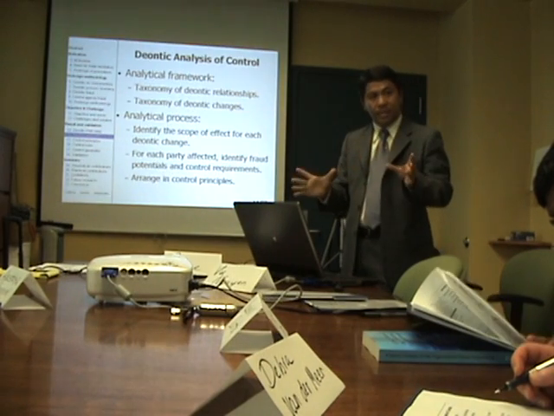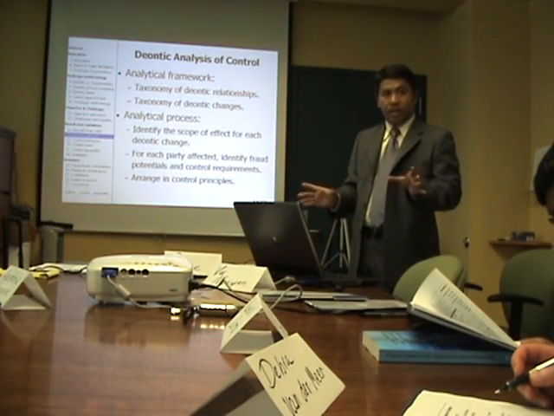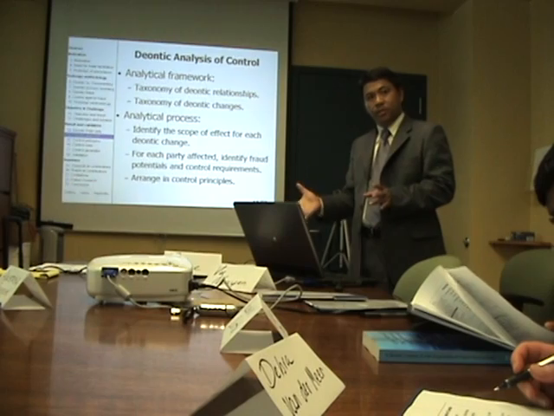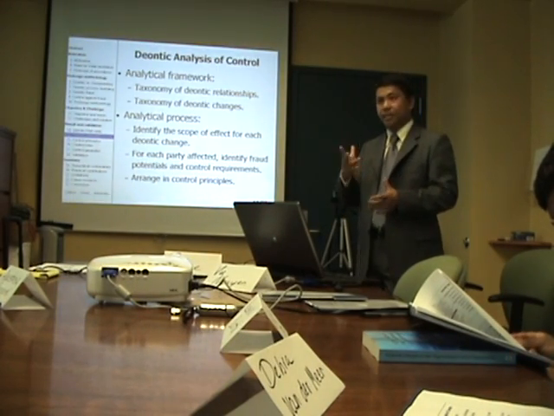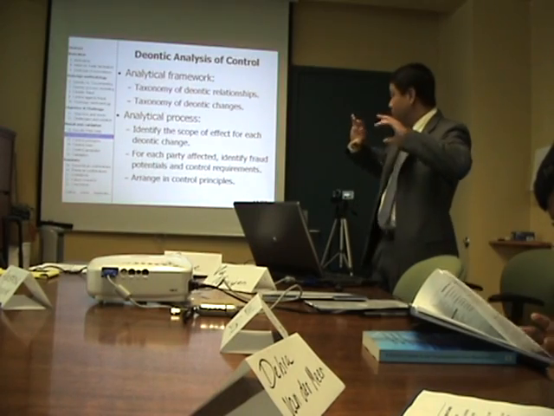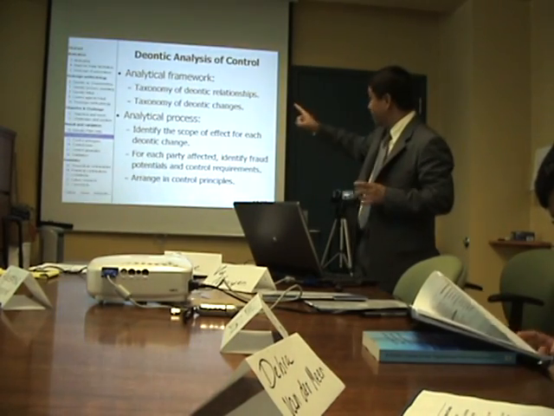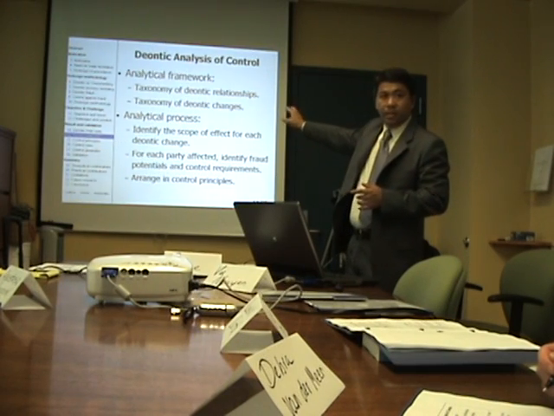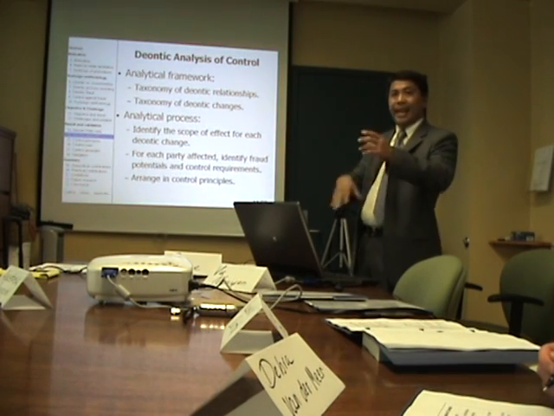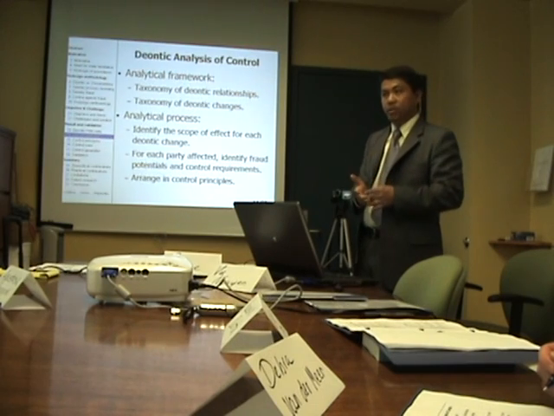I provide a taxonomy of deontic relationships, including the bilateral contract, unilateral contract, single obligation, and so forth. You can see it in chapter 5 of the dissertation. There is a long argument in order to come up with this taxonomy. And then I provide the taxonomies of deontic chain. What kind of deontic chain may happen in a deontic process?